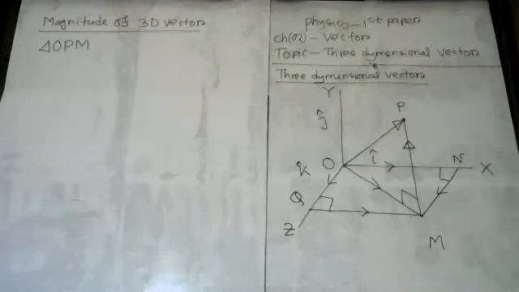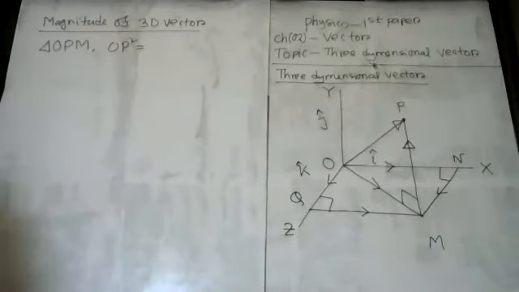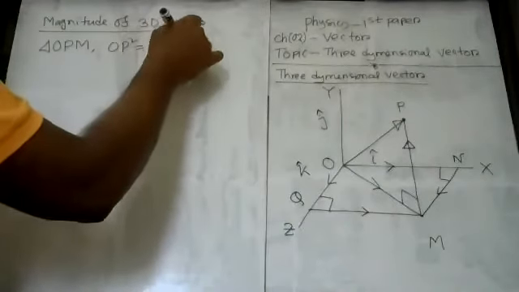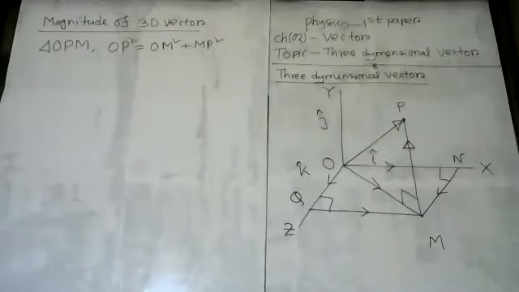That is, hypotenuse square OP square will equal to what? OP square will equal to OM square plus MP square. My dear student, OP square will equal to OM square plus MP square.